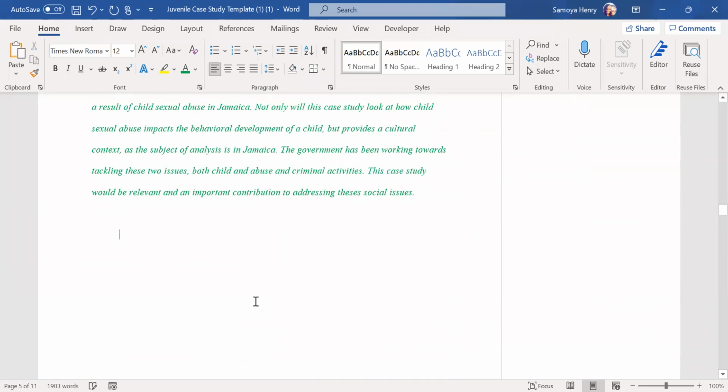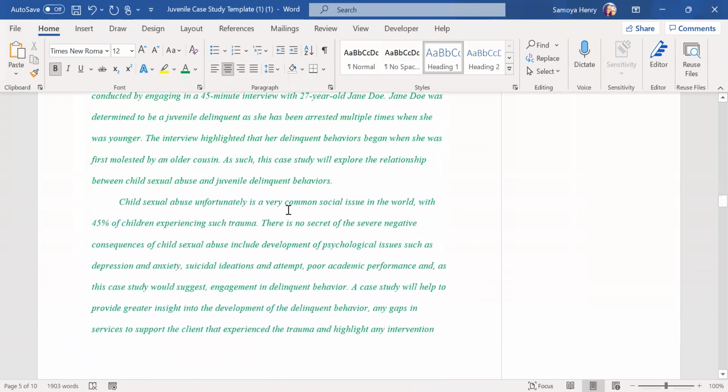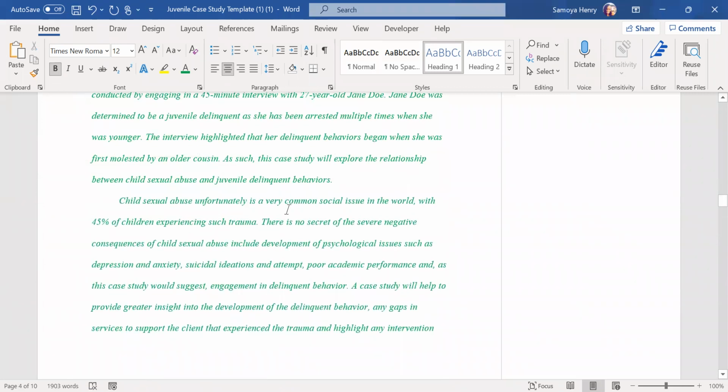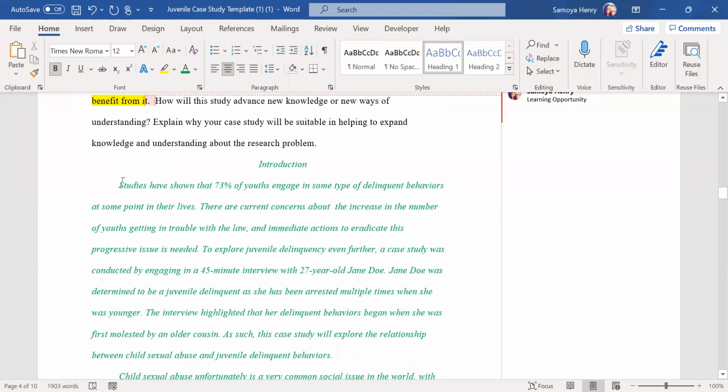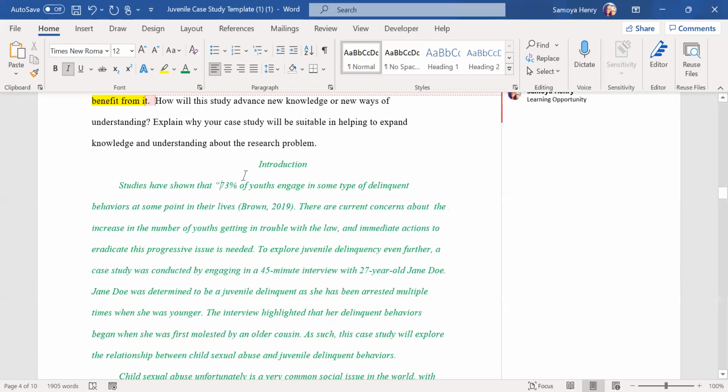Let us continue. So we've done the introduction. It didn't take us more than a few minutes to write and didn't require a lot of research. The only thing that you may have wanted to look up is the actual statistics. And then of course, I would want to put in my citation. So let's say we got this from Brown 2019. Whenever you are going to be using statistics, it is important that you use your direct quotes for all statistics.